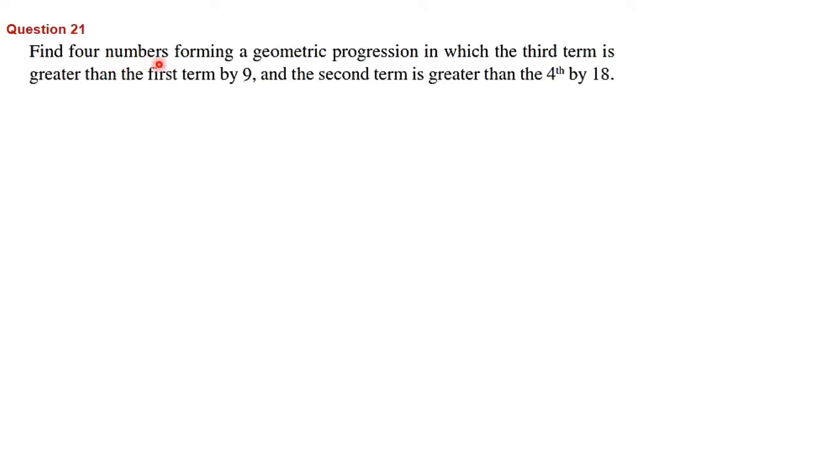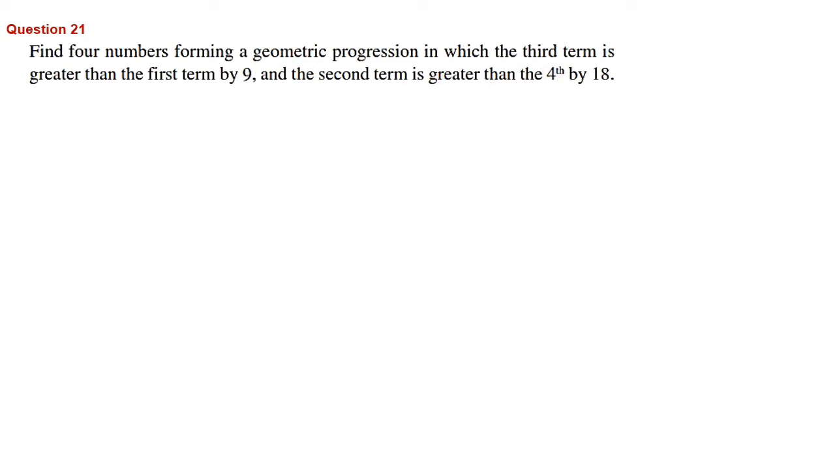Find four numbers forming a geometric progression in which the third term is greater than the first term by 9 and the second term is greater than the fourth term by 18. First of all, let's write the given statements in mathematical statement form, okay?